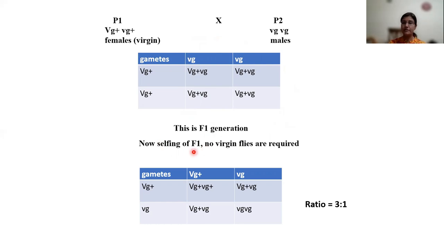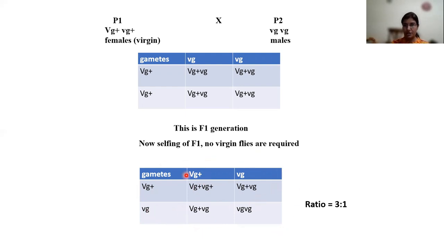So now we get the F1 generation. Now it is time for selfing of the F1 generation. As you already know, no virgin fly collection is required. So we are going to take one vg+ vg female and one vg+ vg male, because the phenotype does not differ, so we take these. They are going to produce the gametes vg+ and vg, and then the possible combinations of the offspring genotypes would be vg+ vg+, vg+ vg, vg vg+ and vg vg.